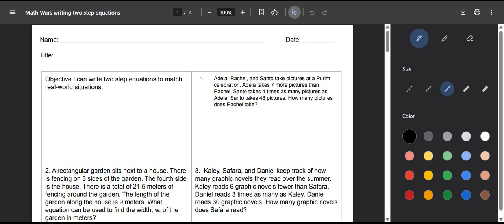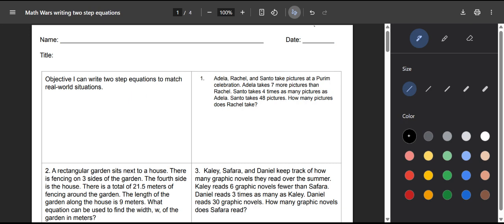So if we look at problem number 1, that is the I do problem. I'm going to model it for you. We have Adela, Rachel, and Santo taking pictures at a Purim celebration. Adela takes 7 more pictures than Rachel. Santo takes 4 times as many pictures as Adela. Santo takes 48 pictures. How many pictures does Rachel take?